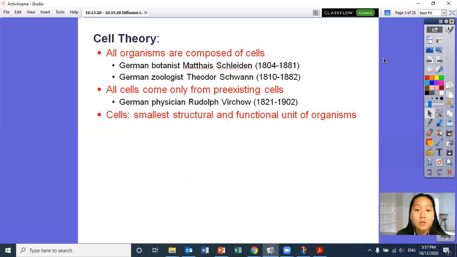And then cells are the smallest structural and functional unit of organisms. If you get smaller than a cell, it's no longer something that is alive. It is only something that's part of something that's alive, okay? So cells are the smallest structural and functional units of organisms, right? Small organisms we know are like bacteria, right? They're alive, but they're small because they're single-celled.